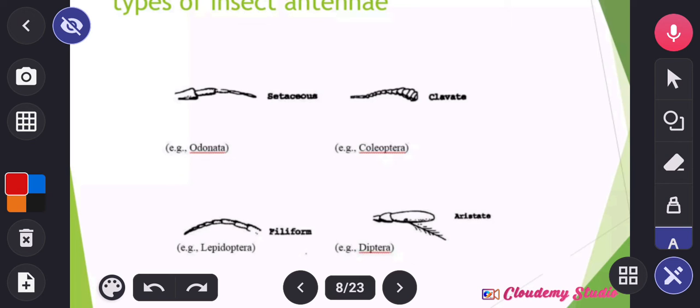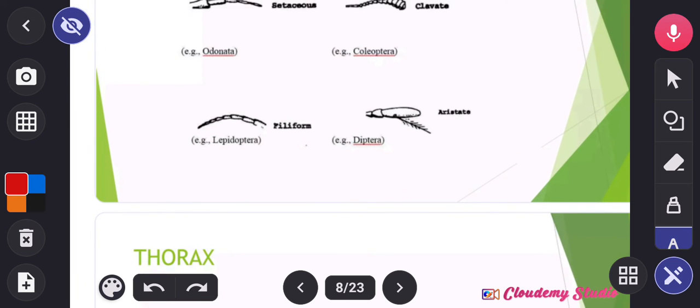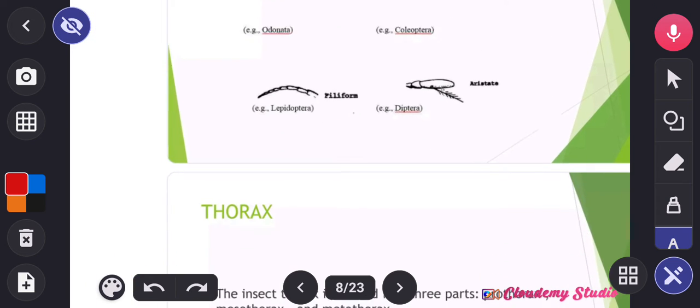And we can find them in different types of insects like the Odonata, the Coleoptera, the Lepidoptera like the butterfly, and the Diptera like your housefly and your mosquitoes. We can find the aristate there. So these are the types of antennae that we have.